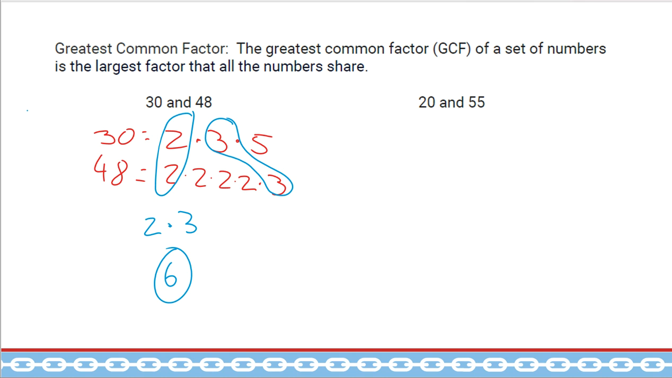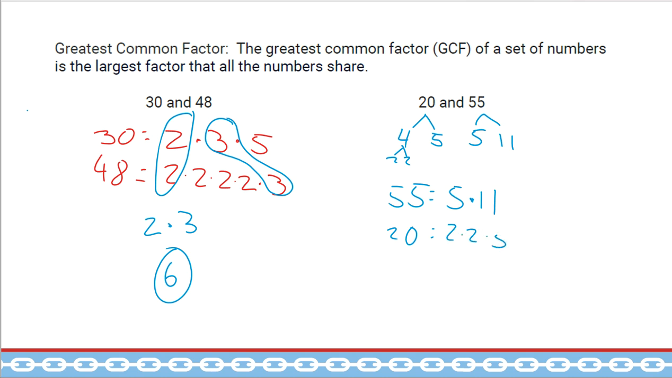For 20 and 55, right, we need to do our prime factorization. 5 times 11 for 55. Right, so 55 is equal to 5 times 11. 20, sorry, is 4 times 5, which would be 2 times 2 times 2 times 5? No, 2 times 2 times 5. And the greatest number in both lists there would just be the 5, right? So that has a greatest common factor of 5.